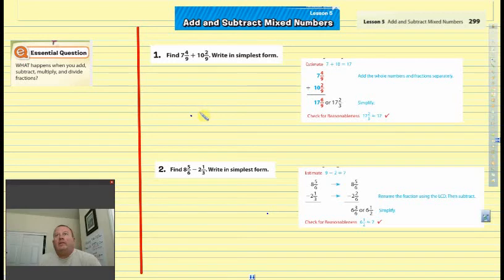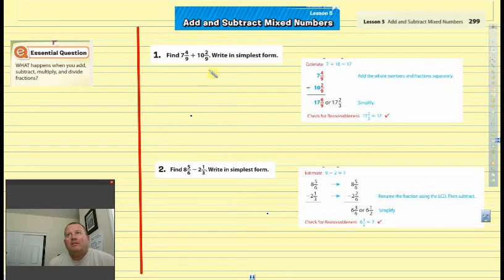Okay, we have add and subtract mixed numbers. A couple of things you need to make sure you have. Make sure that you have something to write with. Make sure that you have a notebook. Make sure that you are turned to page 299 in your book. That's volume 1, 299. Add and subtract mixed numbers.